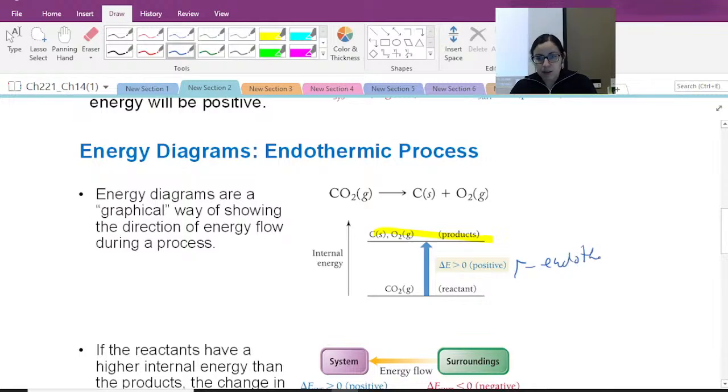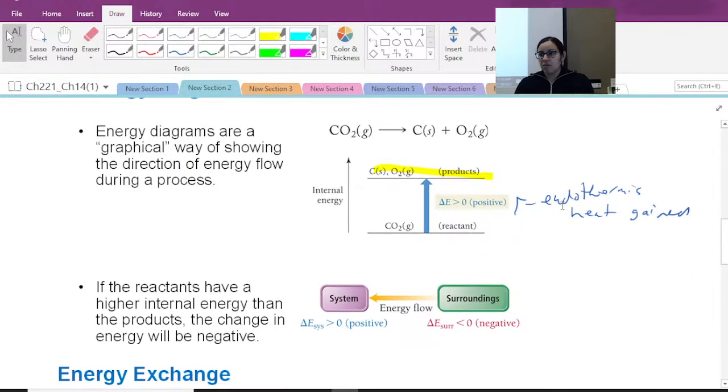So again, endothermic, how much heat we gained. Again, we'll feel cold, right? Because if we're touching it, we're supplying the heat, so we're making this reaction go. So then you would be part of the surroundings? Yeah, exactly right. So you're part of the surroundings, exactly right.